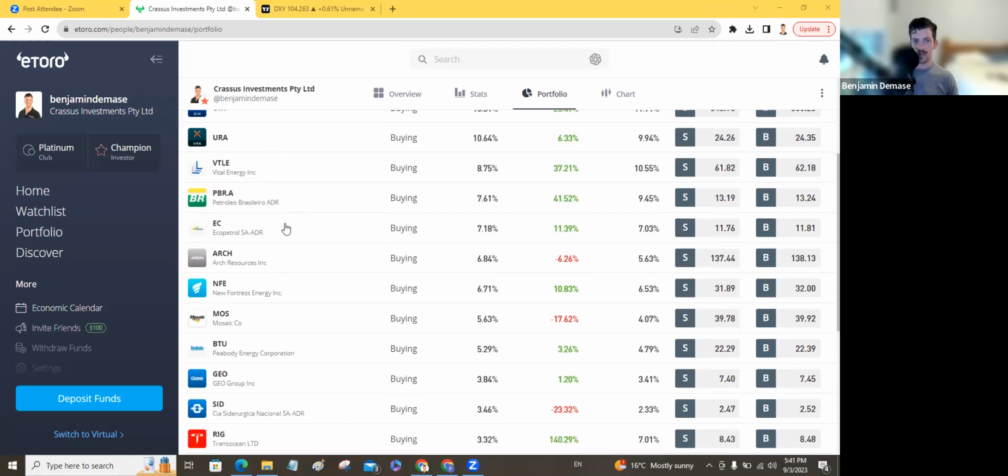Petrobras, you know how much I love Petrobras. In addition to this 41.5% increase in price since we bought it, we've received a ton of dividends, over 20% dividend yield, which has just been lovely, lovely, lovely. Similar deal with Ecopetrol. People not as willing to re-rate the stock yet.